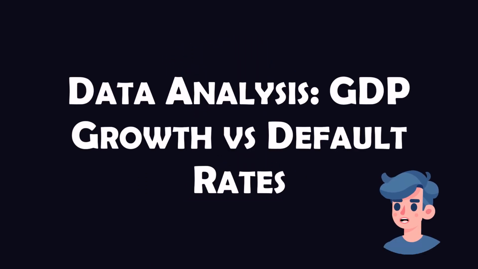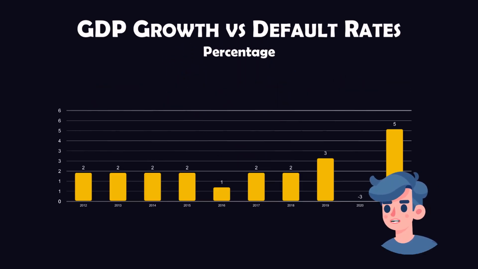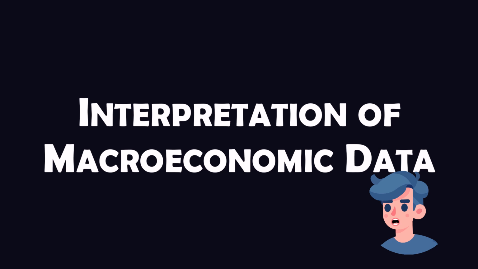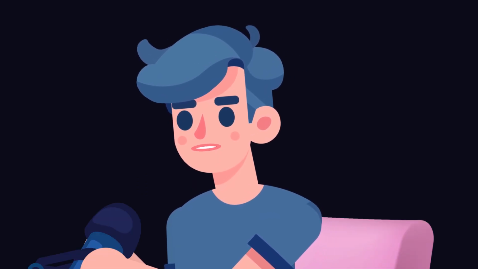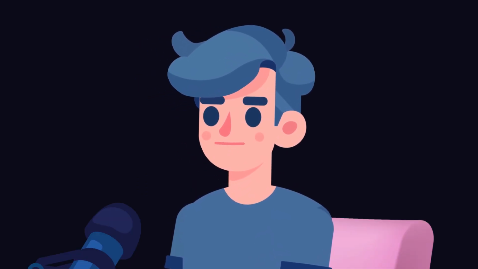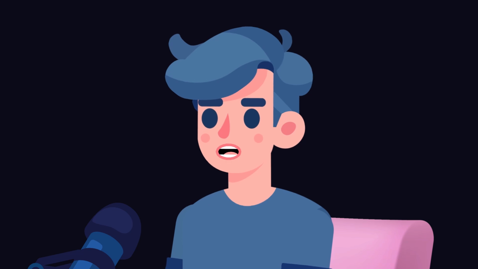Let's examine some macroeconomic data. Here is a line graph showing the correlation between GDP growth and default rates over the past decade. From this graph, we can observe that default rates tend to increase during periods of low or negative GDP growth, such as during the 2020 pandemic-related economic downturn. Conversely, default rates are lower when GDP growth is strong.